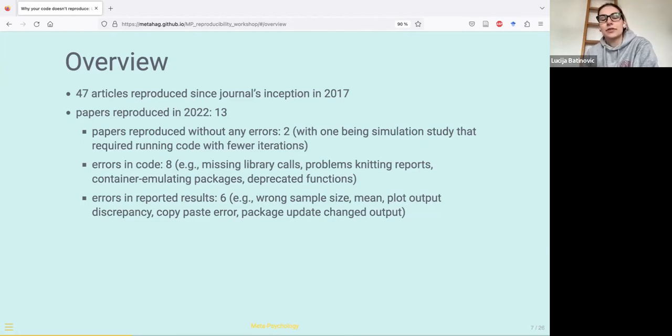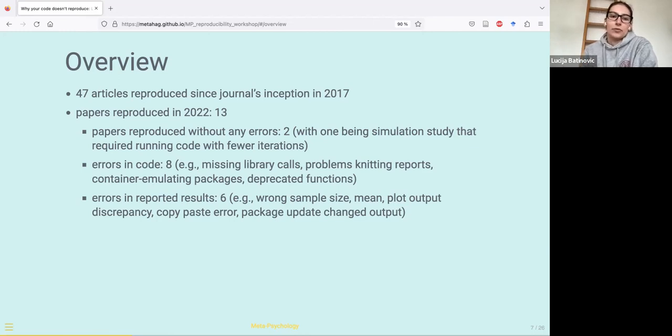And a bit of statistics on these are that papers that reproduced without any error, which means I was able to find all of the data and materials easily and just click and run, and it would reproduce without errors. It was one study that had this. And there was another one that didn't have any errors, but it was a large simulation study, so we had to change the number of iterations. So this one still reproduced, but we had to change it a bit to actually run it.